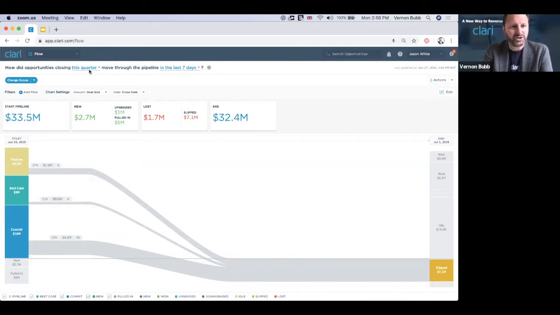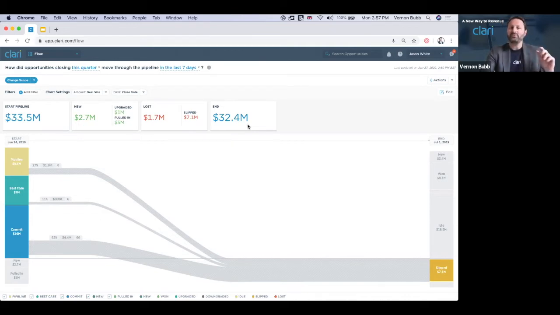Here we can see opportunities closing this quarter, or you can change that time period to a whole host of different times. So how opportunities closing this quarter move through the pipeline in the last 7 days, or in the last quarter, in the last month, etc. We can change the scope, so it can go up and down your hierarchy by geography or by product, and we can add other filters there as well. What we can see here is the starting pipeline, what was new, what was upgraded, what was pulled in from future quarters, what was lost, what was slipped, and the end pipeline.